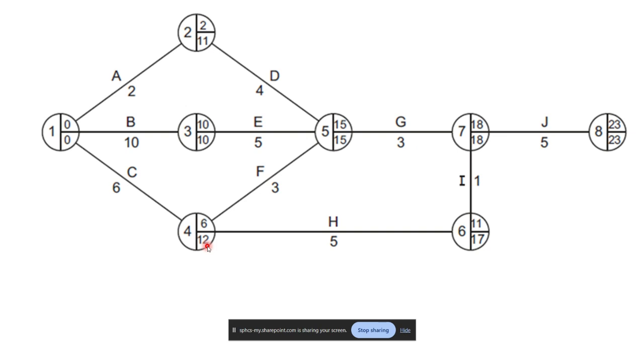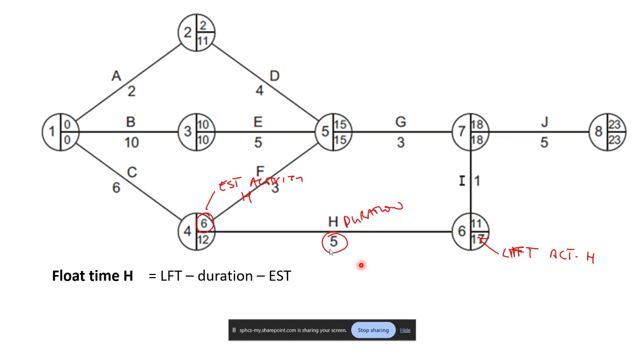Okay, one more thing that we might need to calculate is called the float time. Right, the critical path is the path along which there cannot be any delays. And we know the critical path in this case is B, E, G, J. We can't have any delays along there. How do I know? Because if any of these activities are delayed, then it's going to affect the project overall.